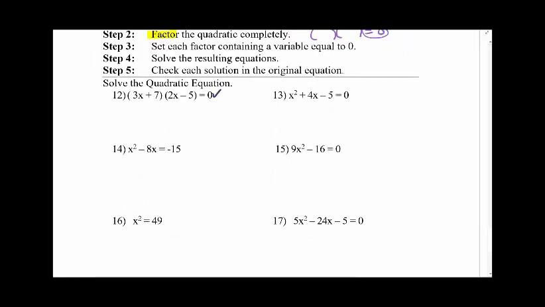Number 12 is equal to 0, and it's already factored, so we're skipping to step 3. We take each separate factor, set it equal to 0, and we solve. The mistake I see people make on tests is they just think, all right, I'm just going to say it's equal to -7, and that's my answer. In this case, once you subtract 7 from both sides, which gives you 3x equals -7, you then also have to divide by 3. So one of the answers is -7/3. For my right-hand factor, I'm going to add 5 to both sides, and then I'm going to divide both sides by 2. So my solution for this problem, and I should expect two answers, are -7/3 or 5/2.